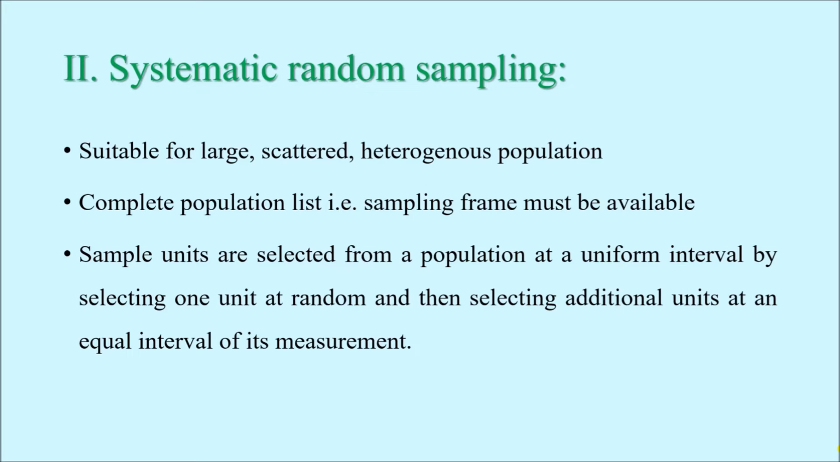Sample units are selected from a population at a uniform interval by selecting one unit at random and then selecting additional units at an equal interval of its measurement. So first thing that we have to do is select our first sample randomly from the sampling frame. Then we have to select subsequent samples by adding a particular interval to each sample. Now it may sound a little bit complicated, but when we give a suitable example, it will be easier for us to understand.